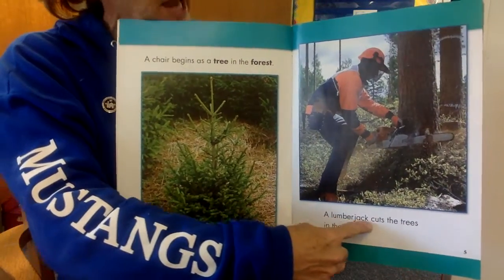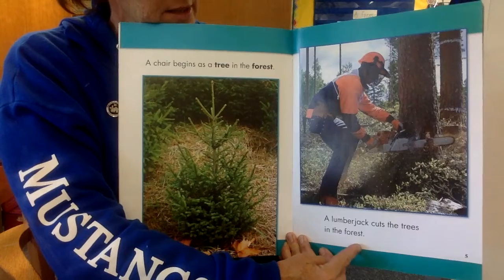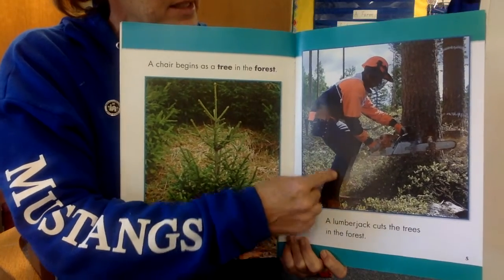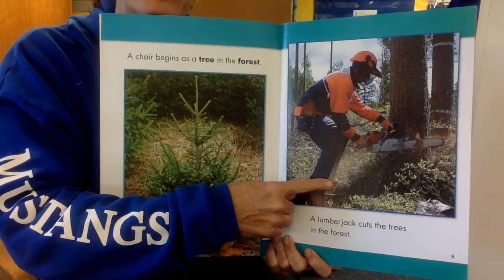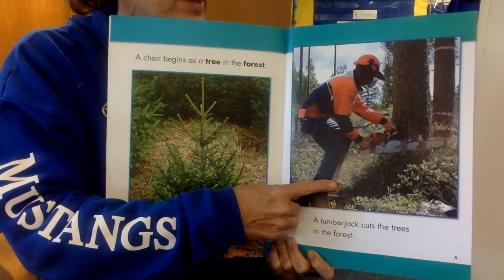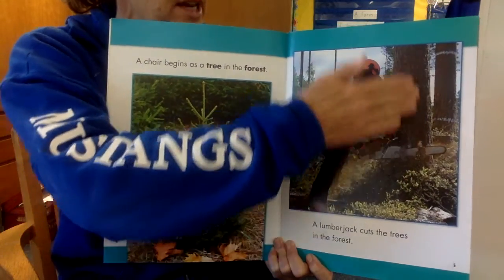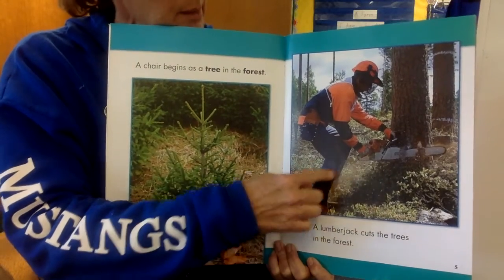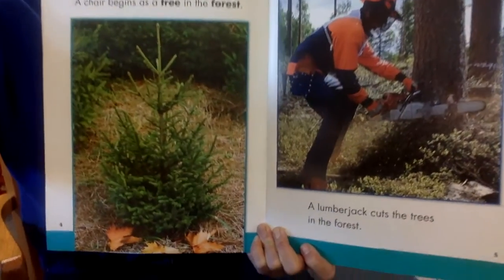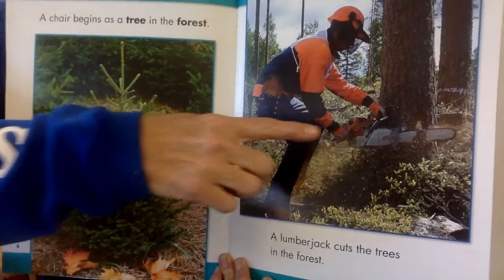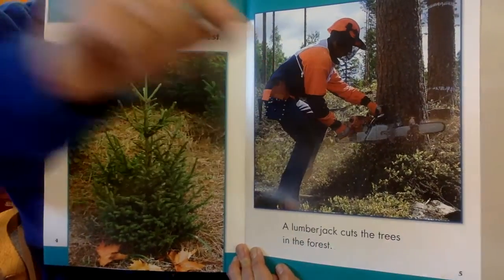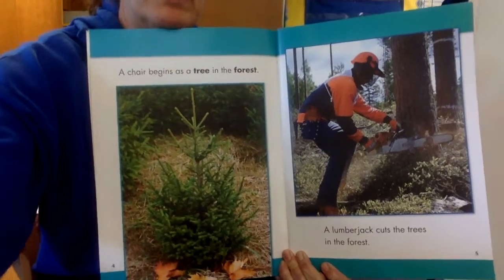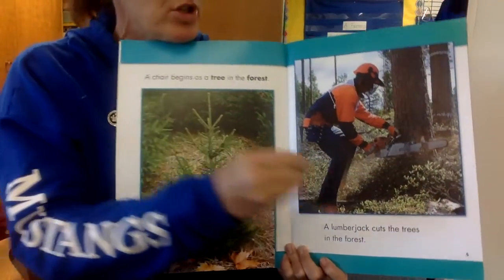A lumberjack cuts the trees in the forest. This is a lumberjack. Can you say lumberjack? Lumber is what they turn tree wood into, lumber. A lumberjack uses, do you see his big chainsaw? And he cuts down that tree. He wears lots of special equipment to protect himself. Lumberjack is a job.